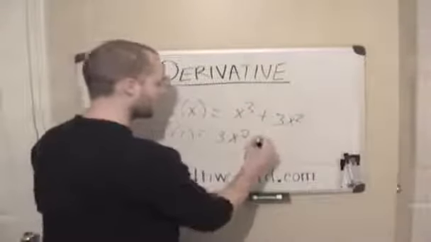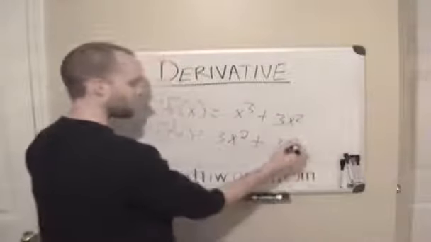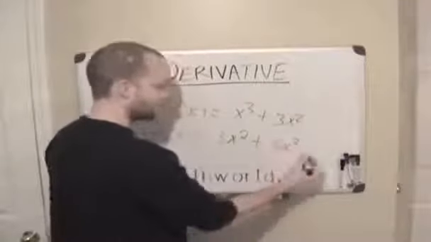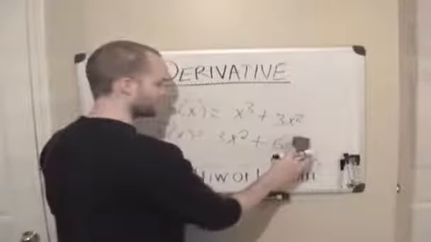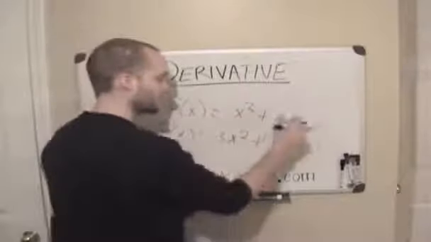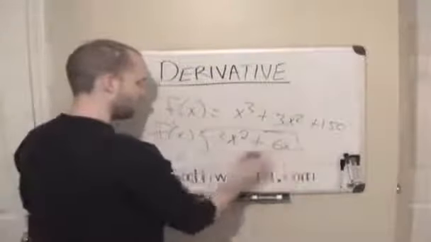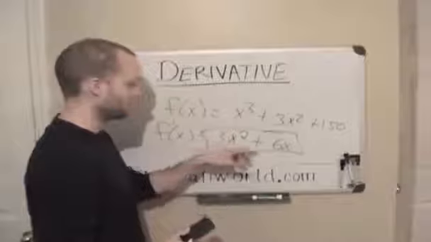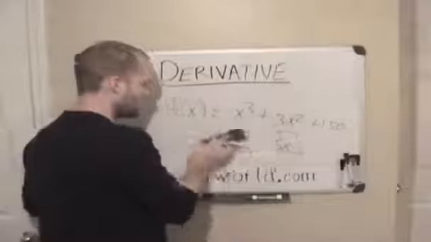And the same thing over here. We multiply 2 by 3, and we're left with 6. And then we subtract 1 from this 2, and we're left with 1. Since we don't really write the 1, the derivative of x cubed plus 3x squared plus 150 is 3x squared plus 6x. This is going to work anytime, and it's very important to know how to work any of these. So we'll go with another one.